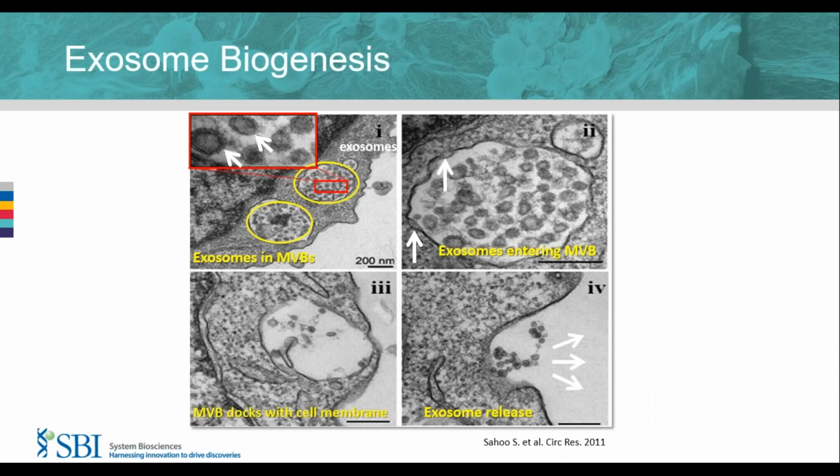So here you can see in an electron transmission microscopy image how the exosomes are loaded in the multivesicular bodies, and then once the exosomes are loaded into the MVBs, the MVBs can dock with the cell membrane and release the exosomes to the extracellular milieu.